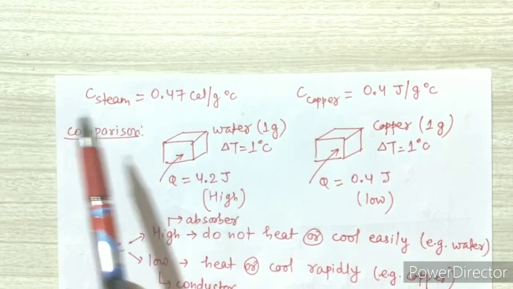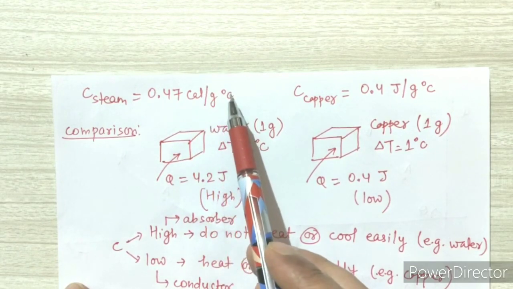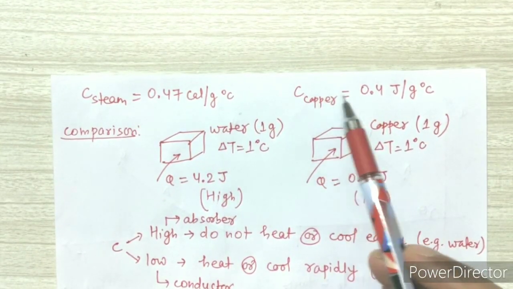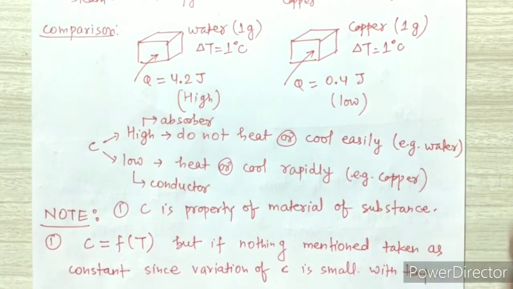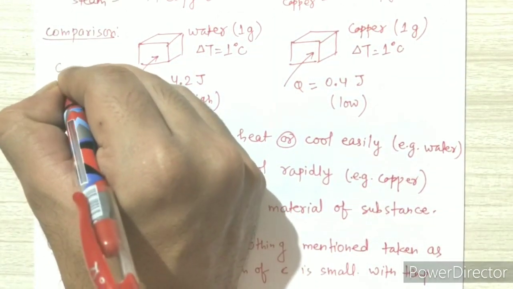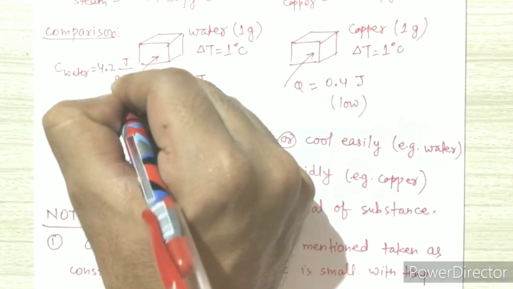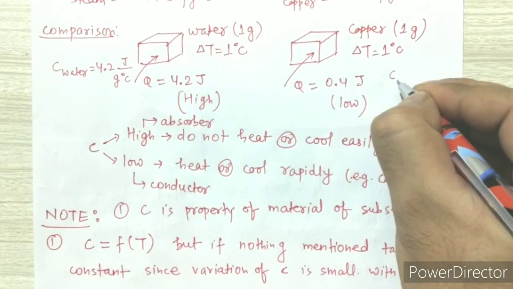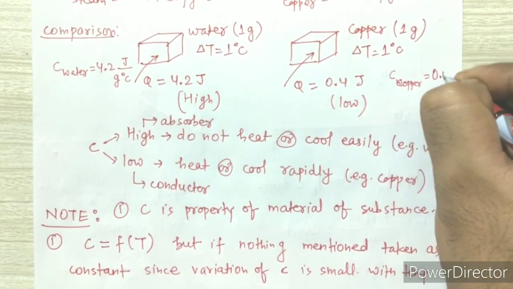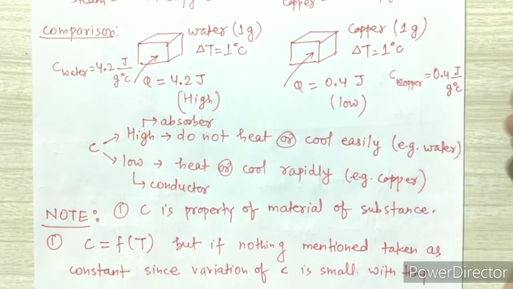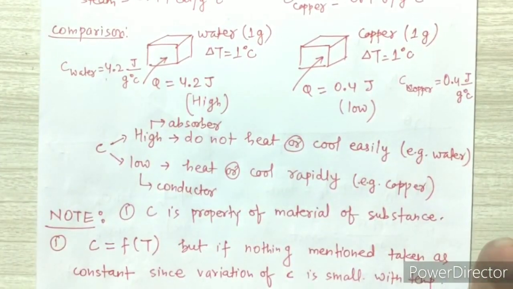Remember these values: the specific heat capacity of steam is 0.47 calorie per gram per degree Celsius, and specific heat of copper is 0.4 joule per gram per degree Celsius. Now see the comparison here. What is the specific heat of water? C of water is 4.2 joule per gram per degree Celsius, and specific heat of copper is, as I discussed earlier, 0.4 joule per gram per degree Celsius. Now we are going to see why they are different and what is its physical significance.